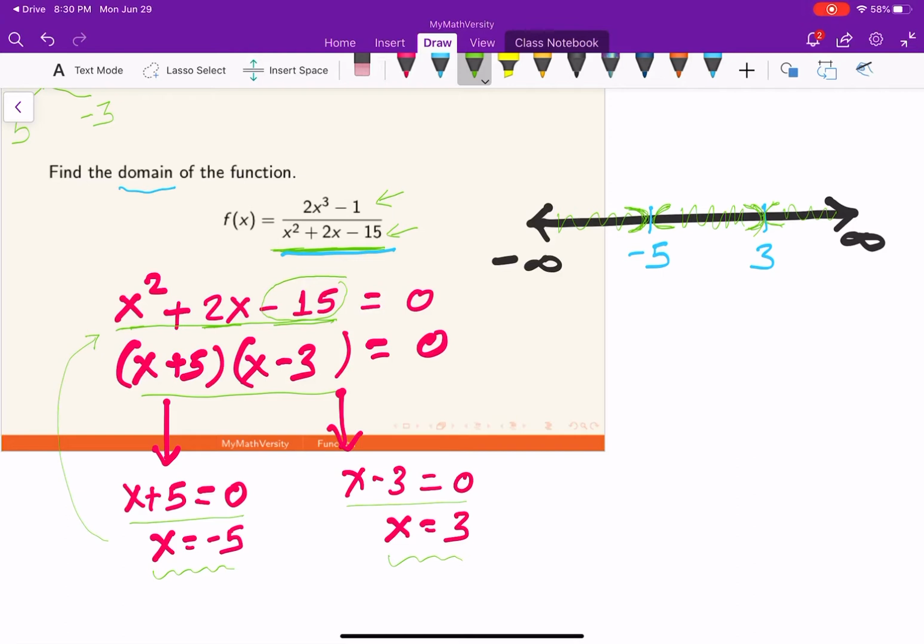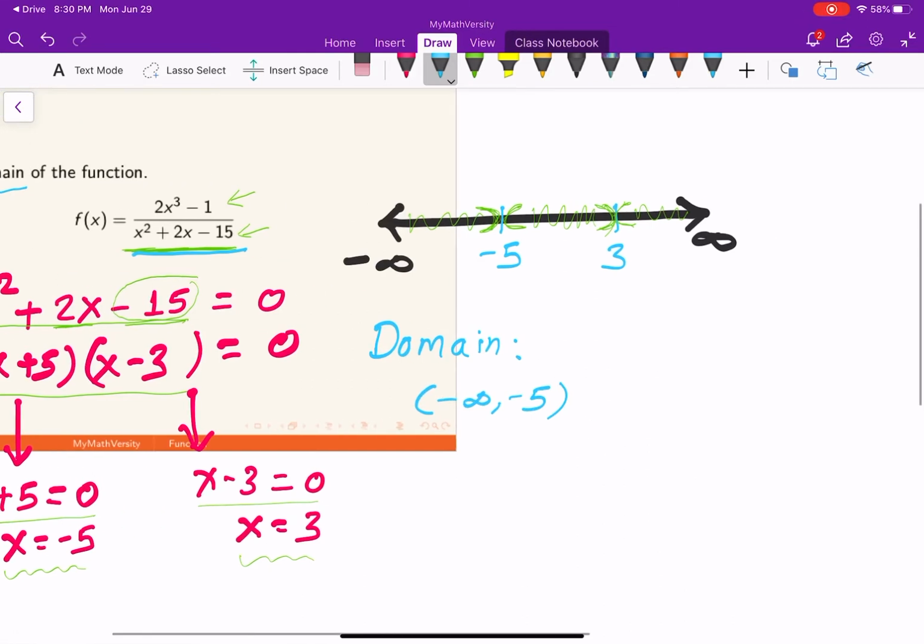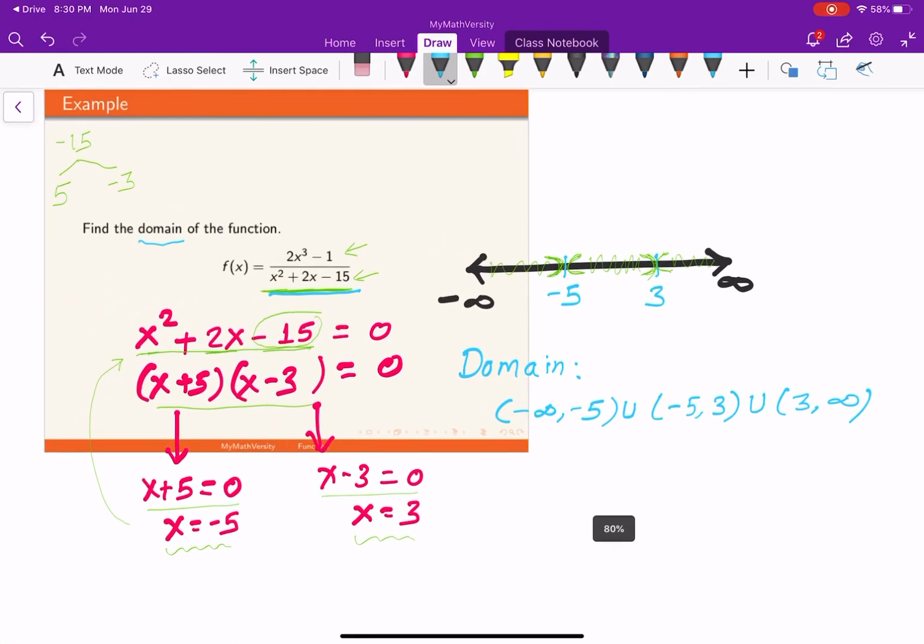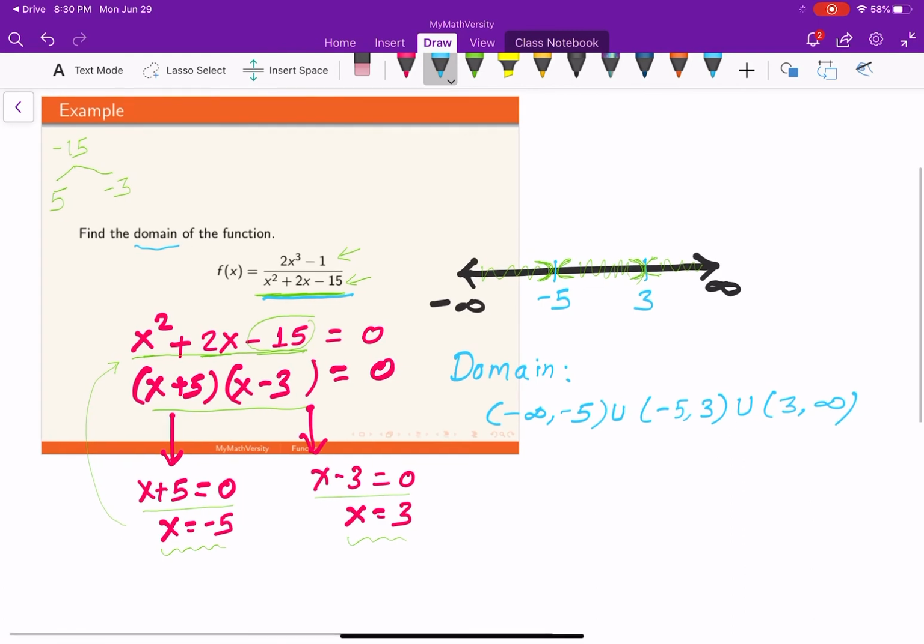Yeah, that's it. But if you want to write down the answer in interval notation, this is how we can write it. The required domain of this problem will be negative infinity to negative 5, and then from negative 5 to 3, and from 3 to infinity. But we can combine all of these separate intervals by the union sign. And that concludes this example, where we needed to find the domain of this given rational function.